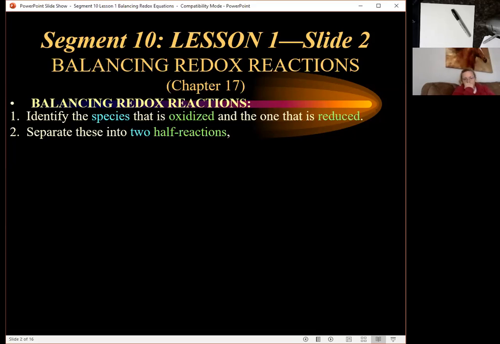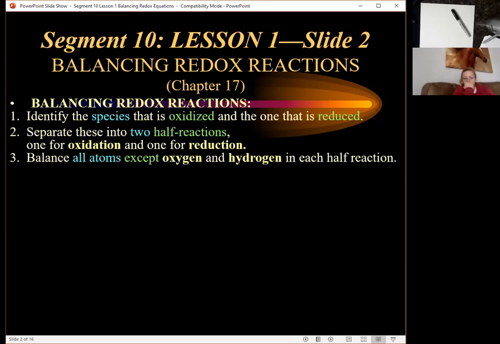By separating it into two smaller pieces like that and balancing each one of them separately, it's much, much easier than trying to do the whole thing at once. So we're going to do an oxidation and a reduction half reaction by looking at the charges. We want to balance all of the atoms except oxygen and hydrogen in each half reaction. So if you've got chlorine or manganese or potassium, it doesn't matter, balance all of those atoms first before you balance oxygen or hydrogen.